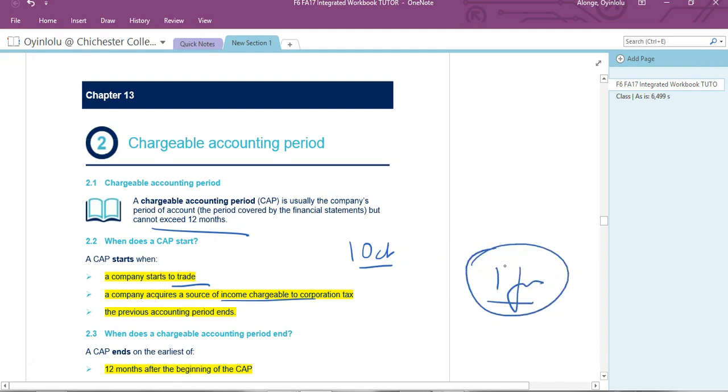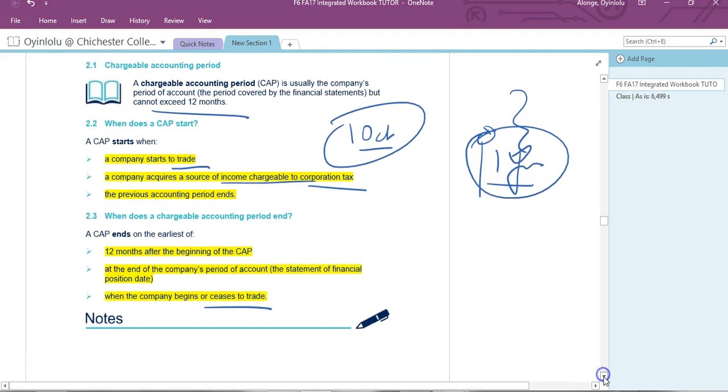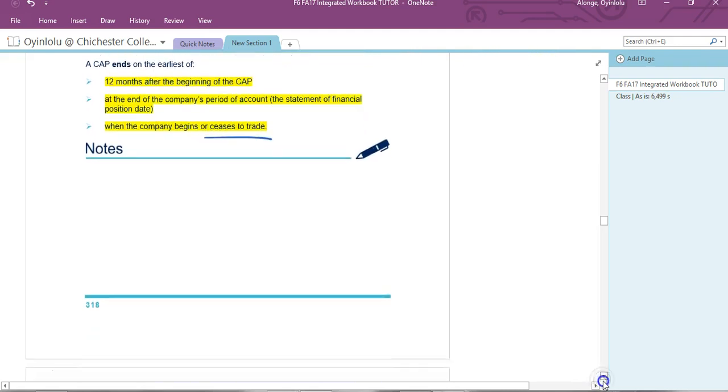So you can adjust that to be your starting point, when you start receiving actual income and actually starting work. Just because you register here doesn't mean this is when you actually start to trade. Right, and when does it end? Typically it will end, of course, 12 months after it begins. That's the normality of it. But if you cease to trade, then that's the end of the chargeable accounting period.